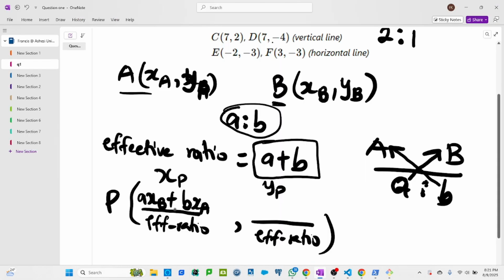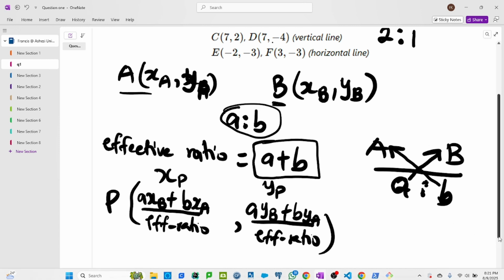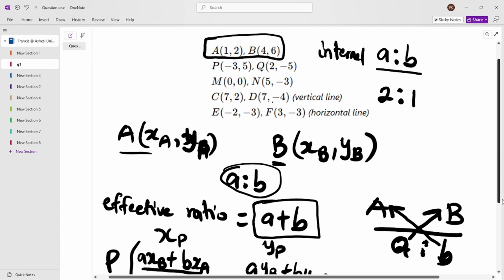Now if you come here, you have to do it for the Y too. So the A will multiply the Y value of B, plus the second ratio B will multiply the Y value of A. That's how the cross multiplication comes in. But at the bottom is the effective ratio. So when you do it, at the end of the day, they will give you a number. Those numbers become the values for this new point P.